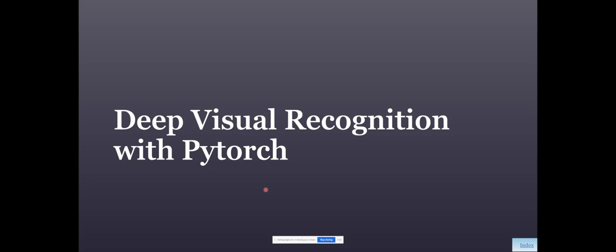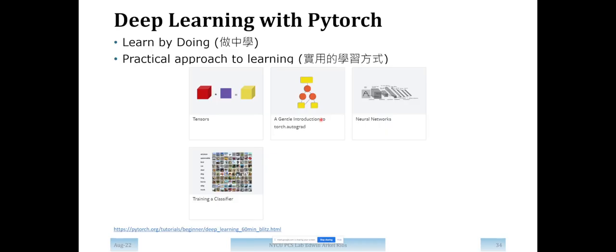Then okay, based on that, now let's go to the tutorial of how to do visual recognition with PyTorch. Ideally, again, if you want to understand this much better, I suggest you take this tutorial, which takes probably around 1 hour, and it's the best way of learning, learn by doing, and it's very practical.